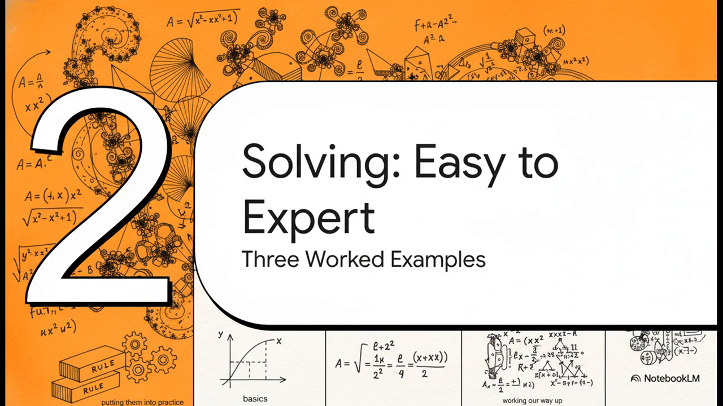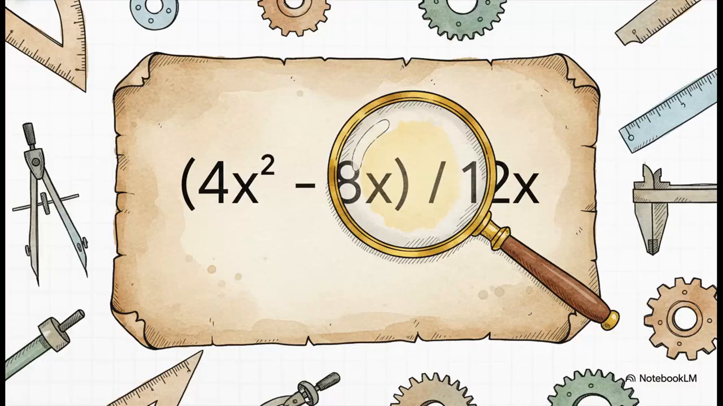All right, enough with the theory. Let's get our hands dirty and actually do some math. We're going to put these rules into practice with 3 examples, starting simple and leveling up as we go. Okay, example number 1. This is a classic warm-up problem. The key here is just looking for the greatest common factor, the GCF, in both the top and the bottom.